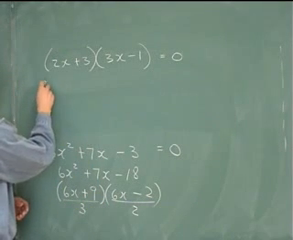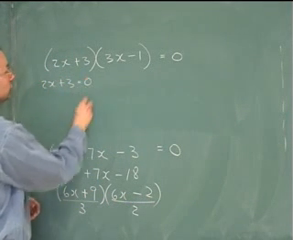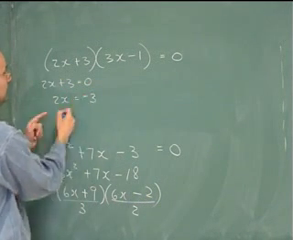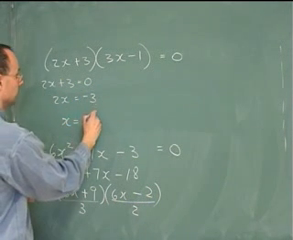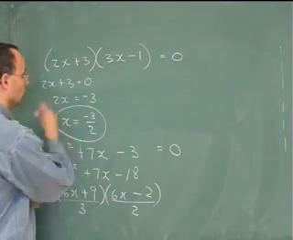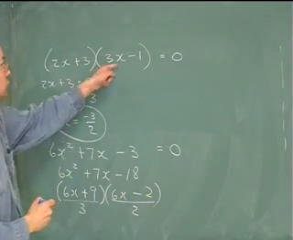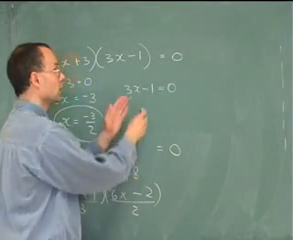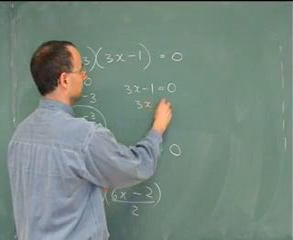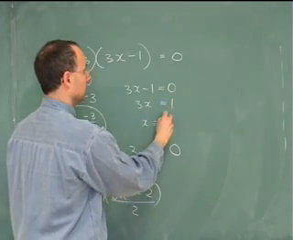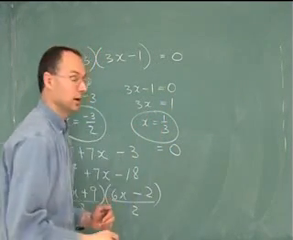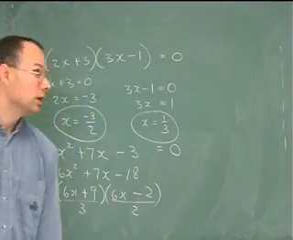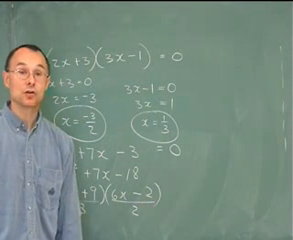Now comes the easy part. We want 2x plus 3 to equal 0, so I'll subtract 3 over, and then divide by 2. So there's one of my solutions. I'm going to do the same thing over here. I'm going to say, okay, I want that to equal 0. Bring the 1 over. Divide by 3. And there's our other solution. So that's pretty much the way to handle quadratic equations if you're going to solve by factoring.